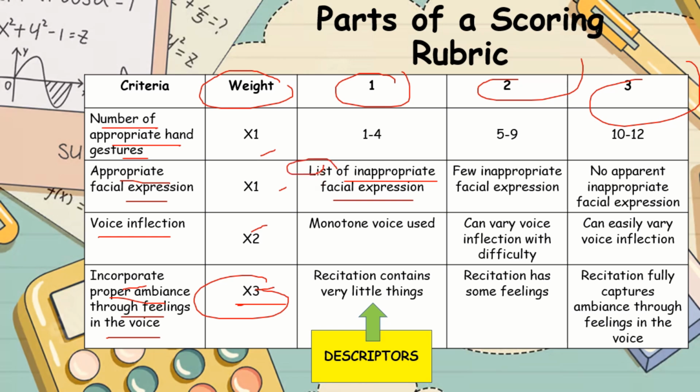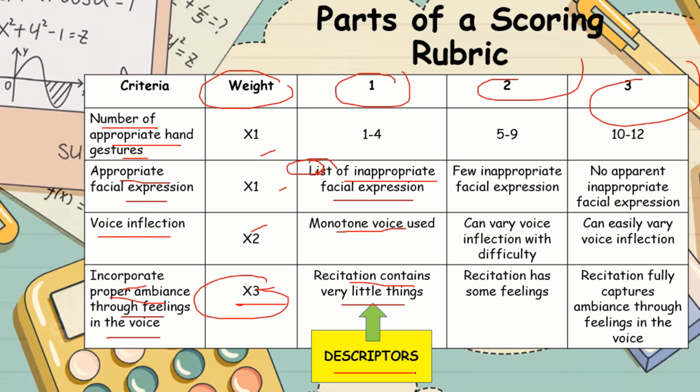This is lots of inappropriate facial expression. So monotone voice use, and the recitation contains very little things. So these are the examples of what we call the descriptors.